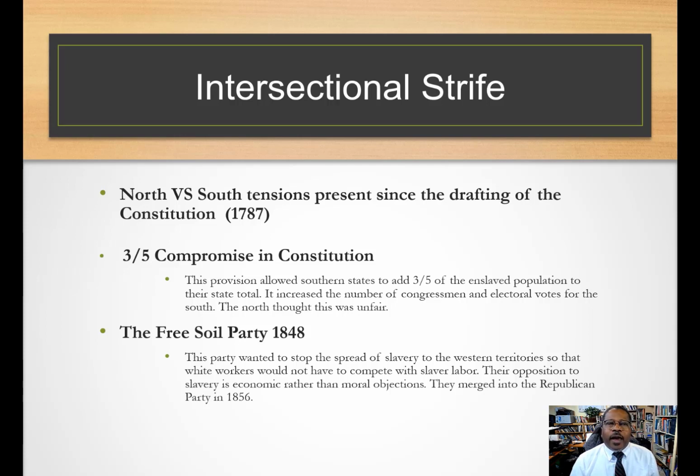In other words, to say that the southern states that we already have as slave states, we'll keep them, and no one is trying to abolish slavery in those states, but we don't want it to spread any further. And so that party was called the Free Soil Party. It's called free because they wanted it to be free of slavery. Actually, they didn't even want free black people moving there either.